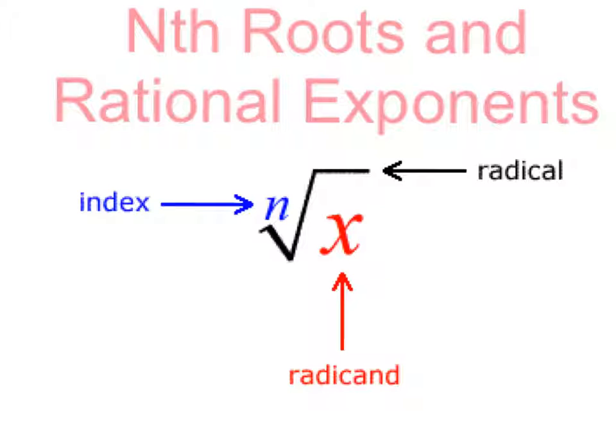So looking at the diagram here, you have your n on the outside. N is called the index, or you could also call it the root. The x out here is called the radicand. Anything that's under the radical will be called the radicand. And of course you have just the radical symbol itself.